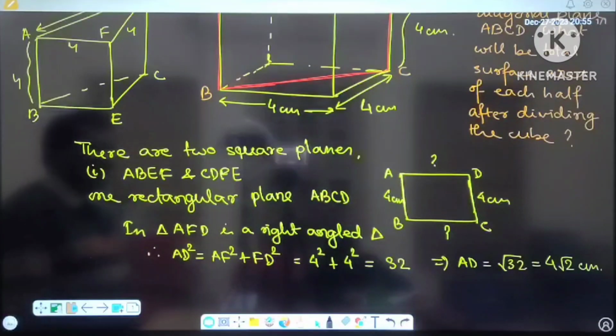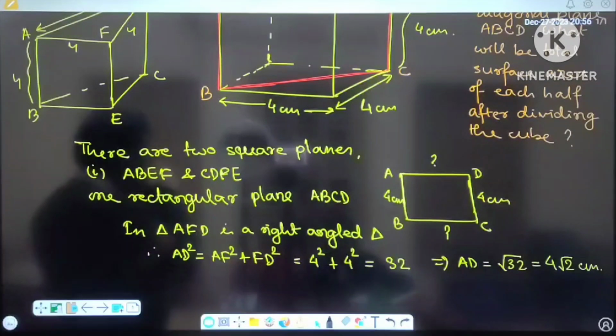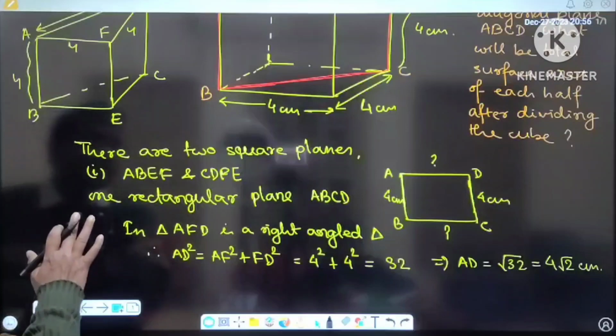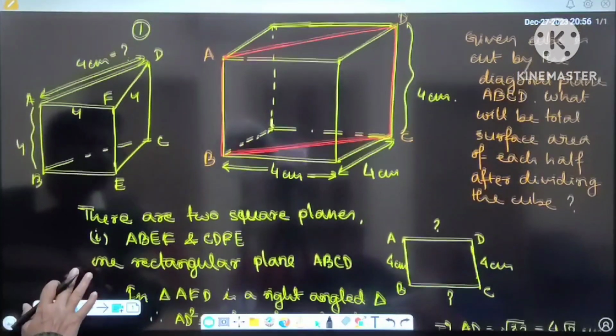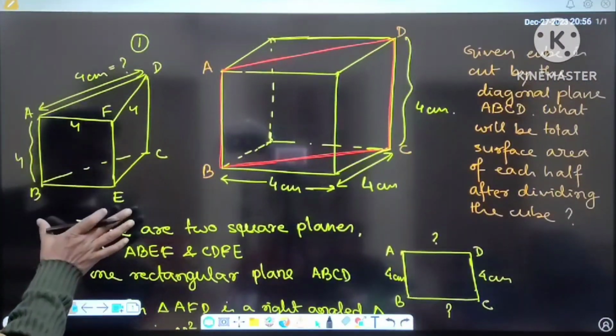So that's why ABCD is not a square. Pardon? Is it okay?